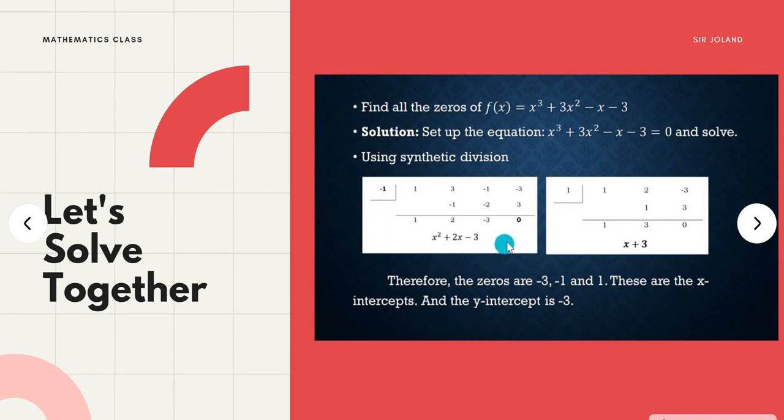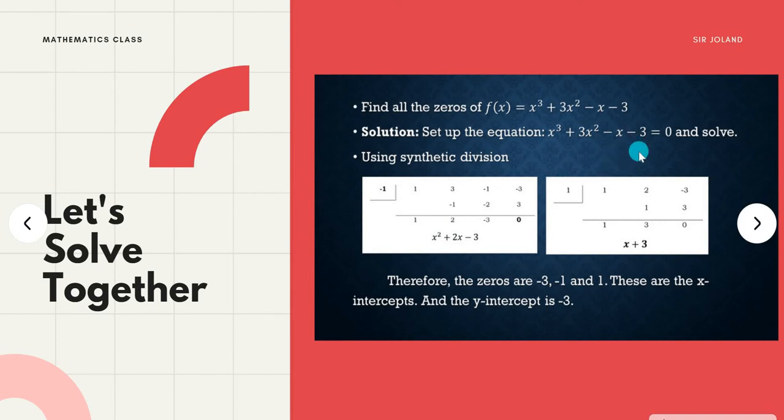So, ganoon lang din ulit yung process niyan at gagana ito. Again, kapag naging remainder natin ay 0, doon natin masasabi na yung number or integer na nilagay natin dito sa box ay one of the roots or zeros of the given function. So, saan nga ba nanggagaling yung mga numbers na nilalagay natin dito? Yan ay manggagaling sa ating constant. Siya yung mga factors ng ating constant. So, in this function, we have negative 3 as our constant.